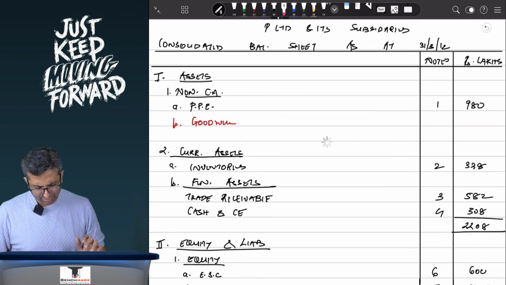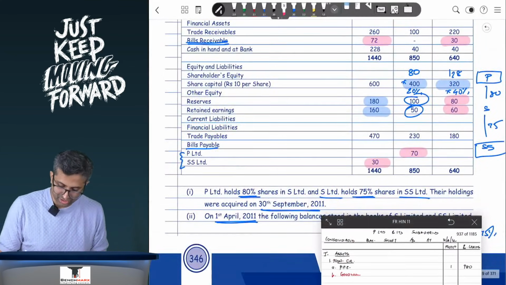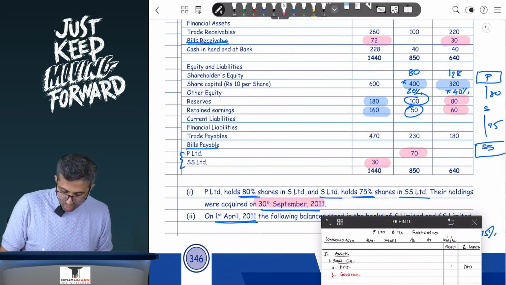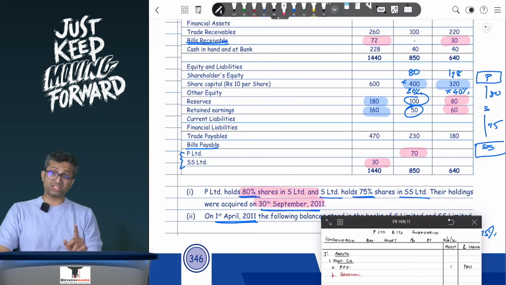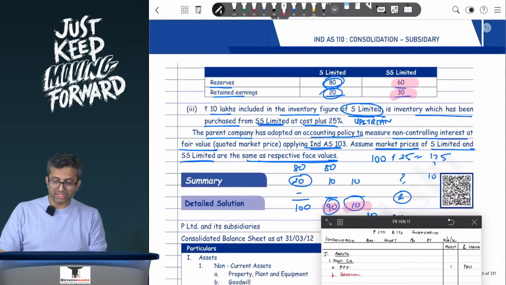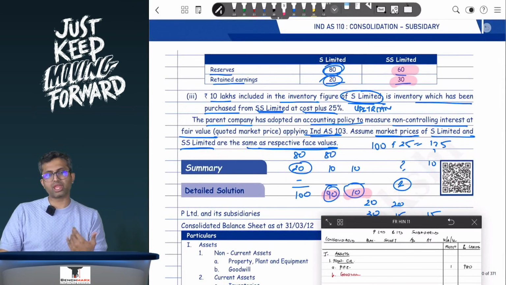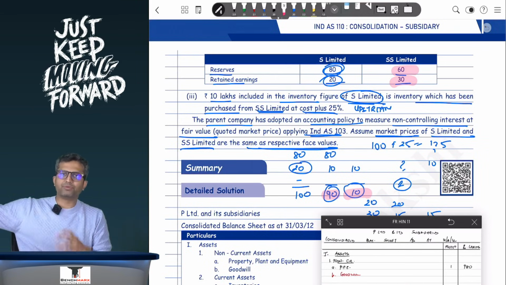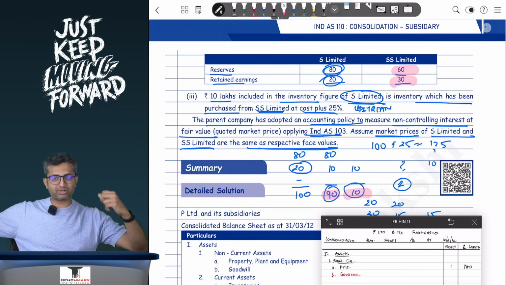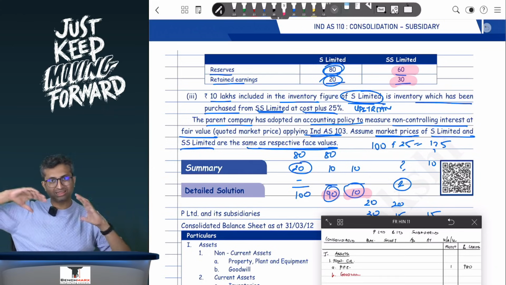Now in one of the exam questions where this had come, they had changed these dates. The date where P was acquiring S was different, and the date where S was acquiring SS was different, in which case when you split these reserves, what are you doing? In every one you are saying, okay, acquisition is in the middle of the year, which means 50-50. That may not happen.